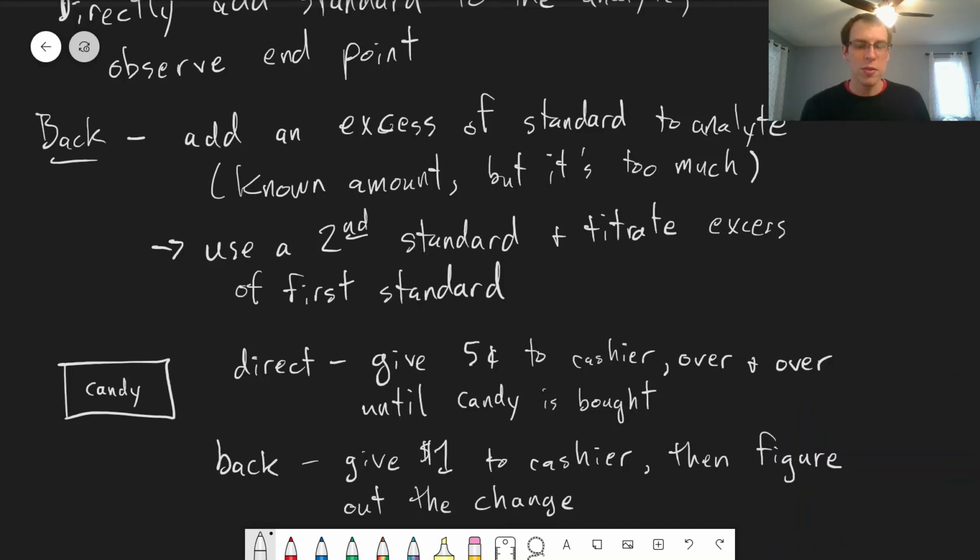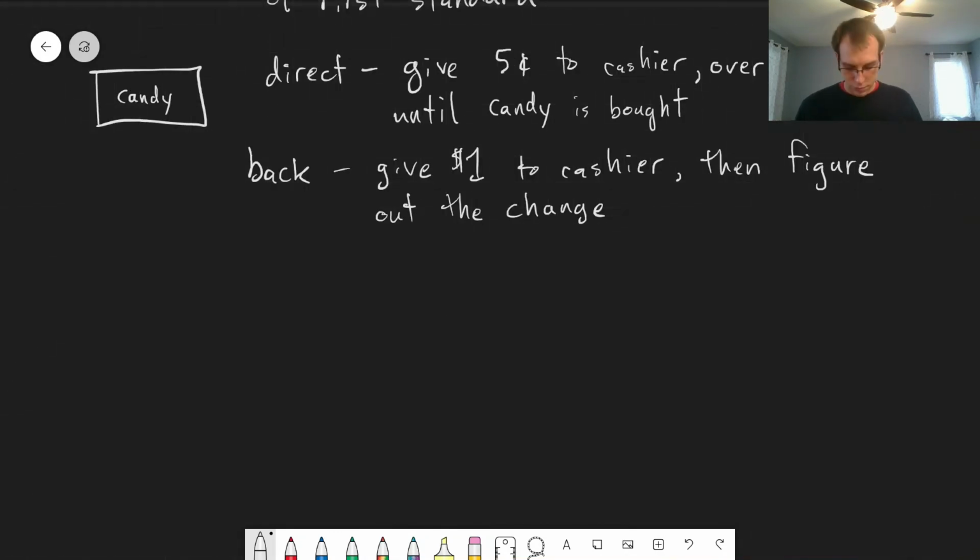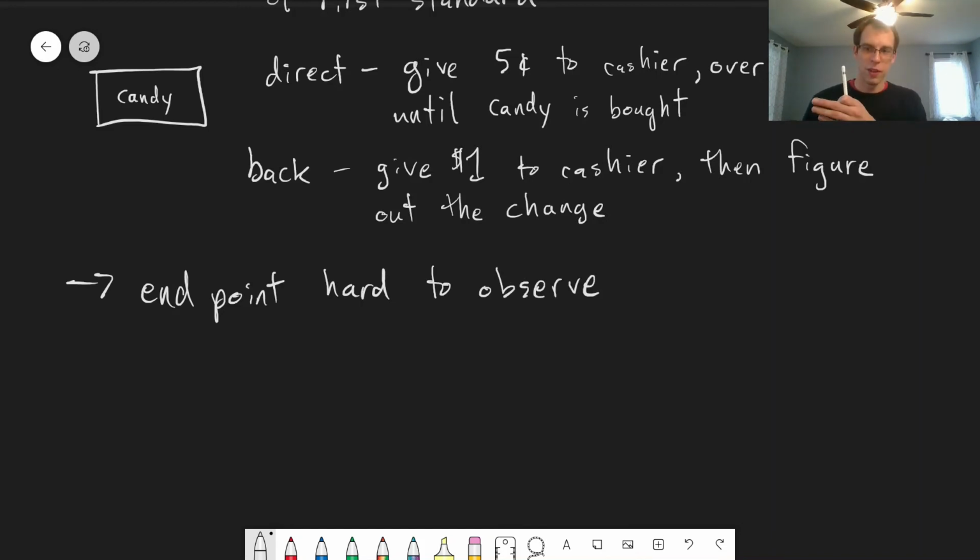Now, why would we want to use a back titration? That's an important question here. We use back titration when sometimes the endpoint is difficult to observe. So with the first standard and the analyte, but the second endpoint where we have our second standard and our first standard is a very clear endpoint. We pick those on purpose, so it will be very clear.